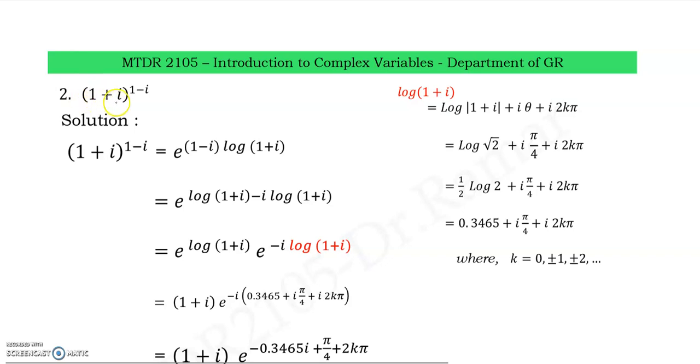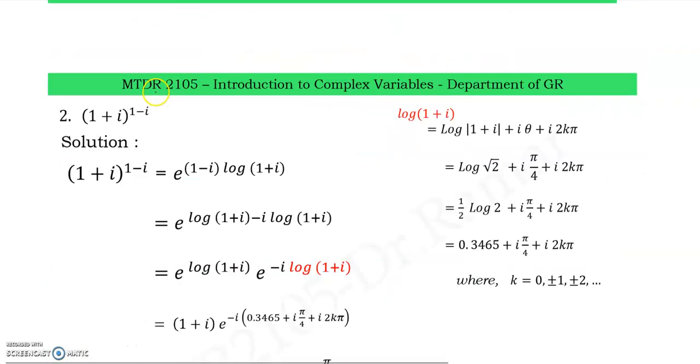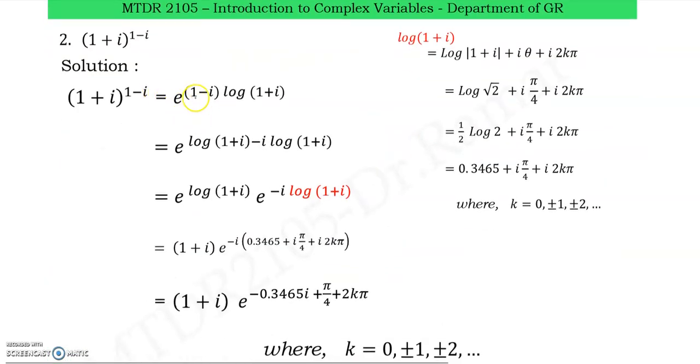Okay, now we'll see the second question, that is 1 plus i to the power 1 minus i. Now, with the above definition, we can write e to the power 1 minus i multiplied by log 1 plus i. Now, what is log 1 plus i? Again, you apply the definition which we have discussed in the last week video, that is log 1 plus i is equal to log of the absolute value of 1 plus i, plus i theta, where theta is the argument of this complex number, plus i 2k pi.